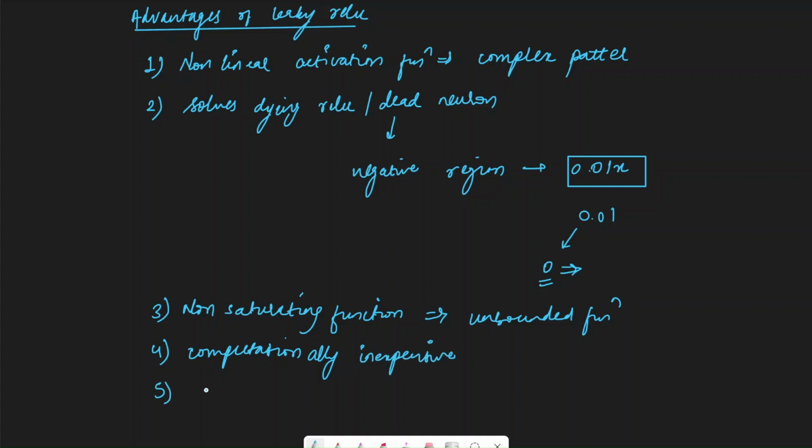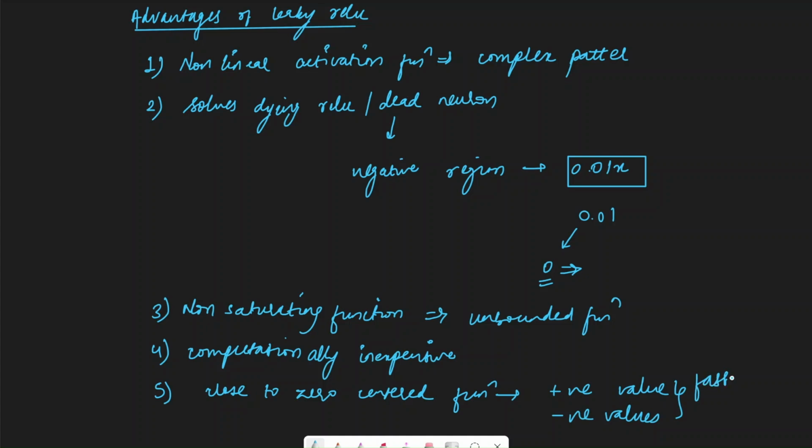Fifth advantage is that leaky ReLU is close to a zero-centered function, and because of that, we will have outputs which have positive as well as negative values. Because we have both types of values, this will lead to faster convergence as well. So we can say being close to zero-centered leads to faster convergence, and this is the sixth advantage.